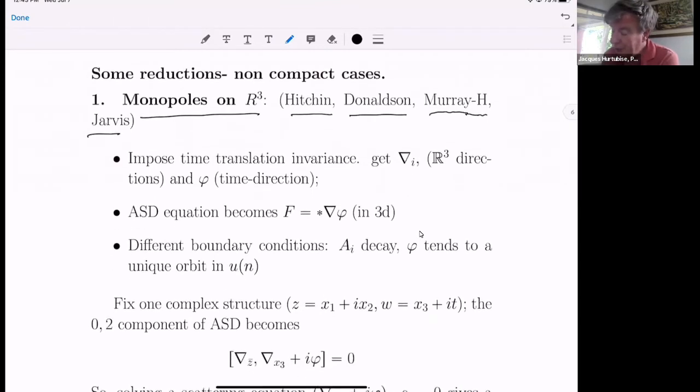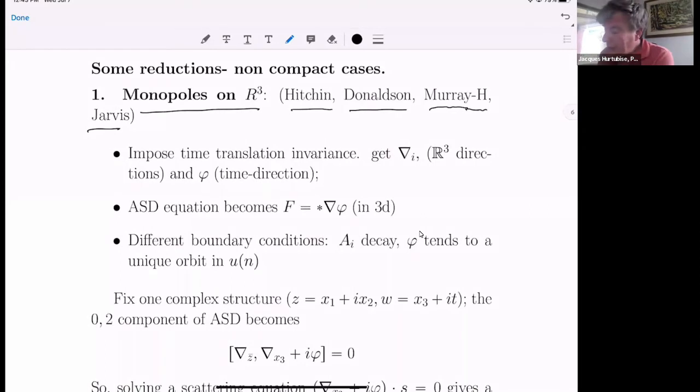So what do you do for a monopole? Well, you impose a time translation invariance. So you've got an R3, and then in time it's supposed to be invariant. So you get a connection in the R3 direction, and a Higgs field phi, which is here just basically a section of the endomorphism of a bundle. If you're thinking of a UN, so maybe I'll just use the Lie algebra. So it's sitting in the Lie algebra, and your anti-self-duality equation just becomes this in 3 dimensions.